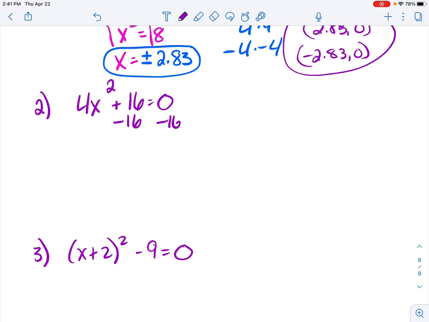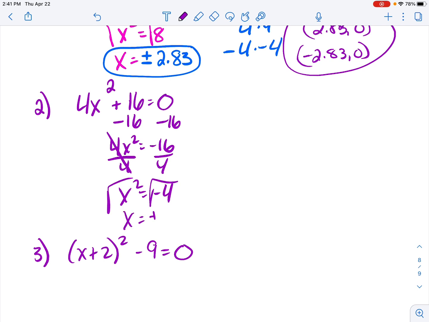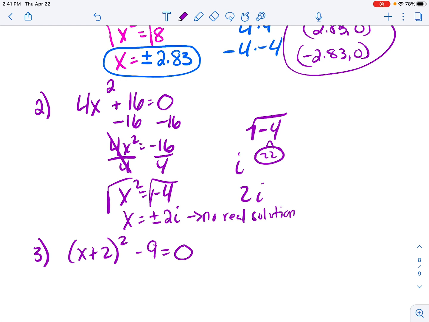So if I subtract 16 on both sides to this one, I get 4x squared equals negative 16. I'm going to divide by 4, and x squared equals negative 4. Well, when I square root this, what happens? I get x equals plus or minus, it's stuck. So what did we do? When we square rooted a negative 4, remember we pulled out an i, so we would have 2i for this one, which means there's no real solutions. They're imaginary.